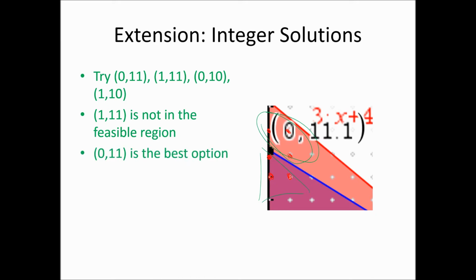and we're left with, we want to test those 3. So we plug each of these points into our objective function, and we'll find that 0, 11, which is that point there, is the best choice. It's not going to be quite as good as 0, 11.1, but it's as good as we can get making a whole number of tables and a whole number of chairs.